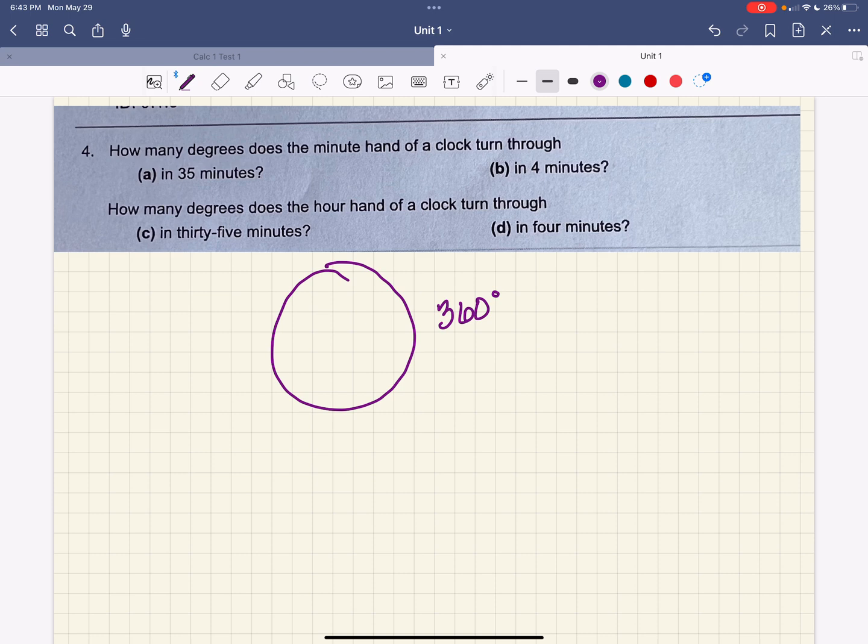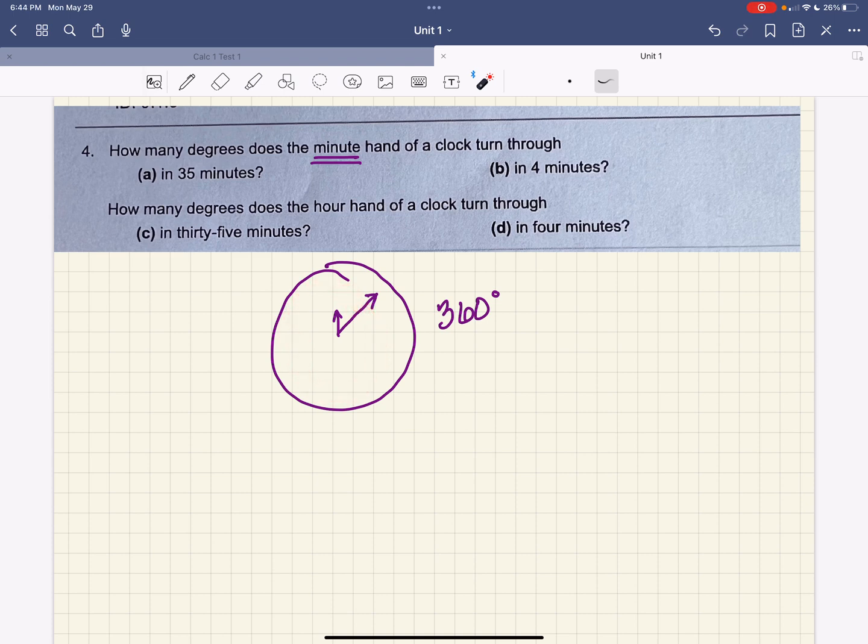So when we've got our clock, and we're talking about the minute hand of our clock, you've got your short hand and then you've got your minute hand. In an hour, your minute hand goes all the way around, so it goes a full 360 degrees.